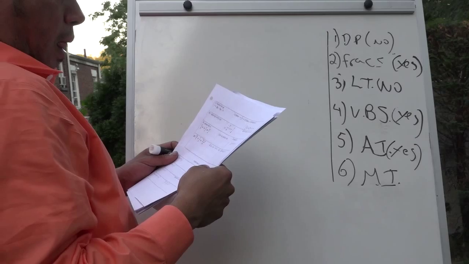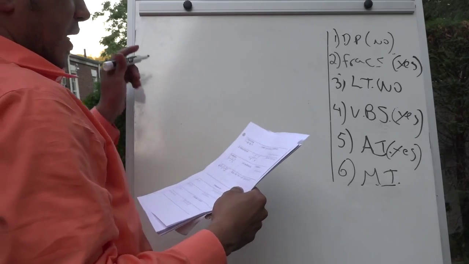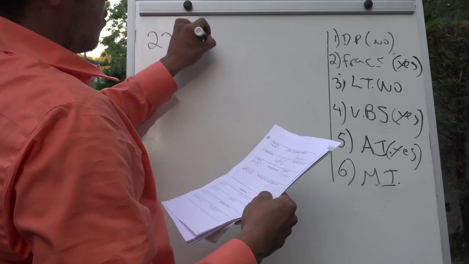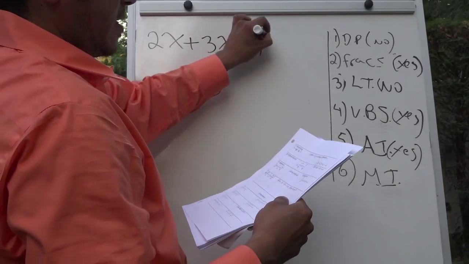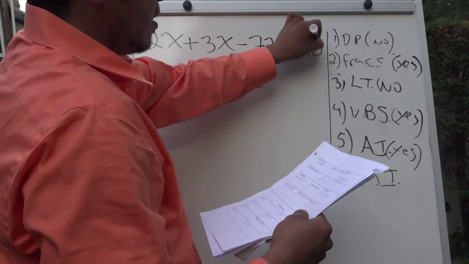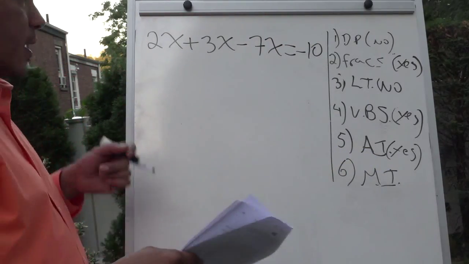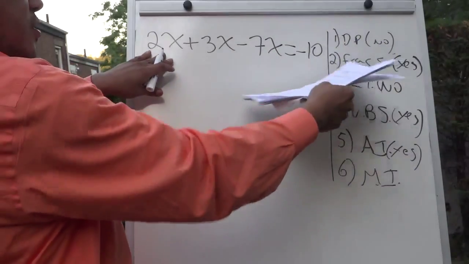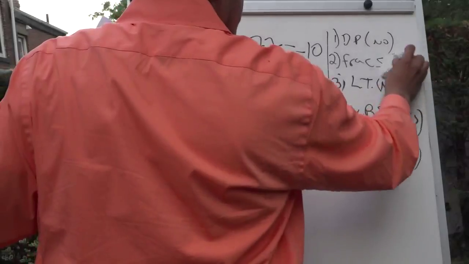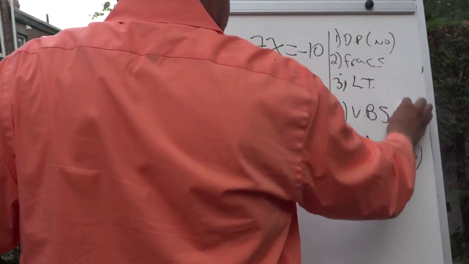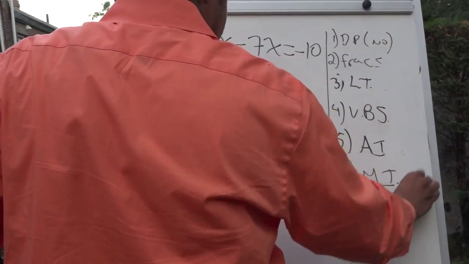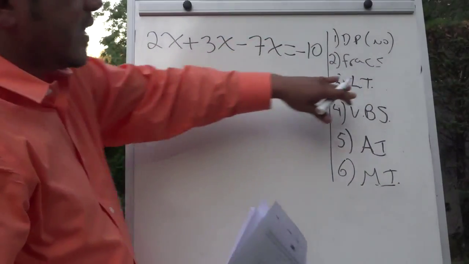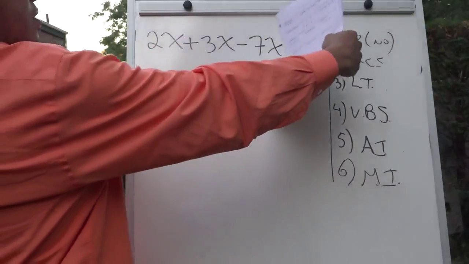Okay, all right, let us do this one. 2x plus 3x minus 7x plus 1x, no, I'm just kidding, equals negative 10. Okay then, so distributive property, no. Fractions, no. Okay, you could write no next to it. I'm not gonna do it anymore. Fractions, no. Like terms on the same side of the equation, yes.